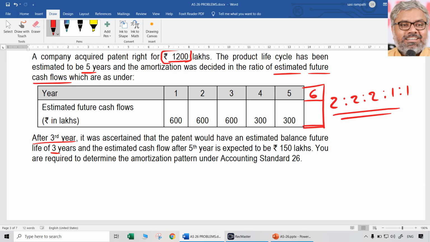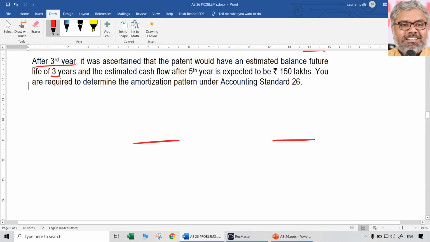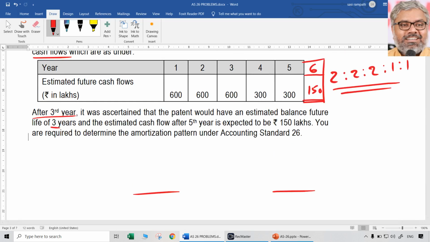And estimated cash flow after the 5th year is expected to be 150 lakhs. That is the cash flow expected for the 6th year. 150 lakhs, right? That is given. You are required to determine the amortization pattern under Accounting Standard 26. Quite a standard type of question. Similar types of questions can be very well expected here.